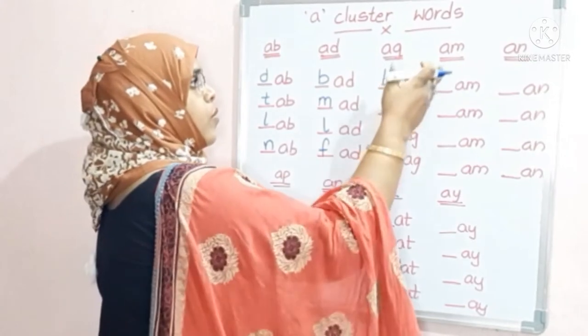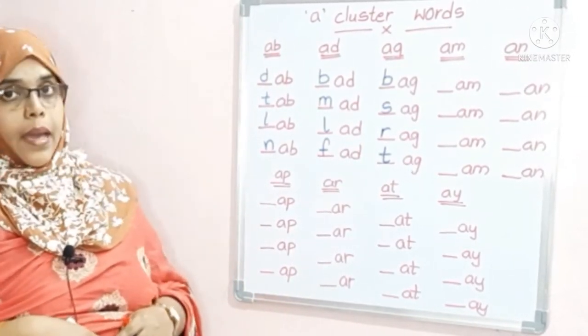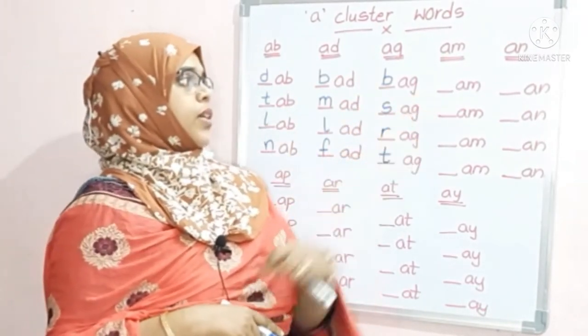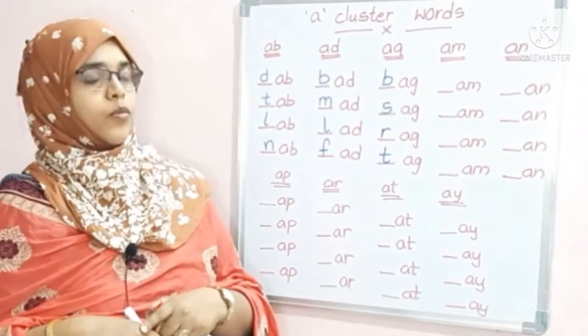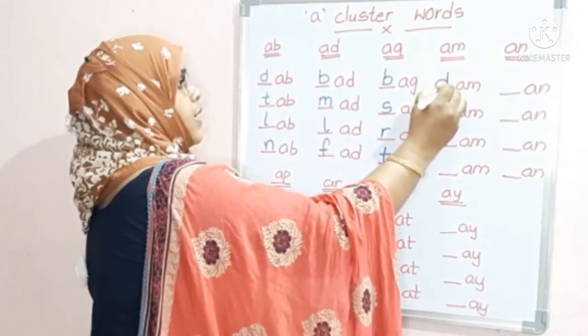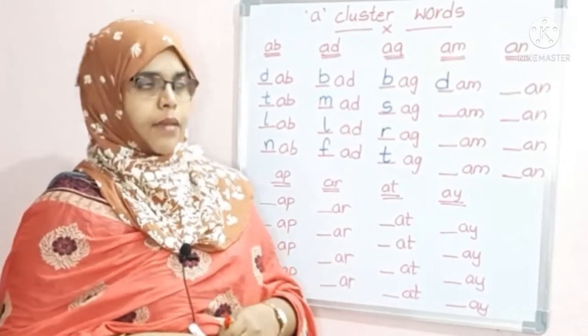Now we have the next cluster, that is AM. A, M, AM. What is this? A, M, AM. Now by using this AM cluster, we will be forming different words. If you are writing D here, D, AM becomes DAM.